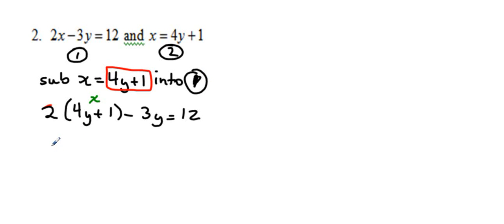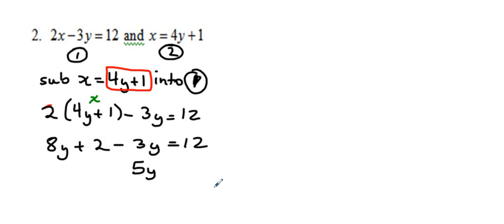Okay, so here we go. We're going to distribute that 2 through the bracket. That's going to become 8y plus 2 minus 3y equals 12. And when I combine the 8y and the minus 3y, I get 5y. When I get rid of the 2 on both sides, so that's like minus 2 and minus 2, right? Then I'm going to end up with 12 minus 2, which is 10. 5y equals 10. Divide both sides through by 5. Did you get y equals 2?